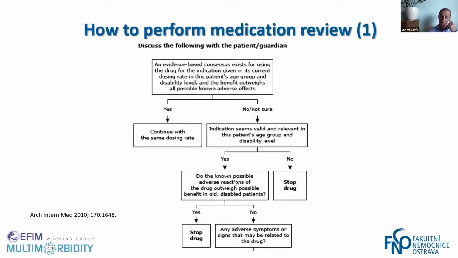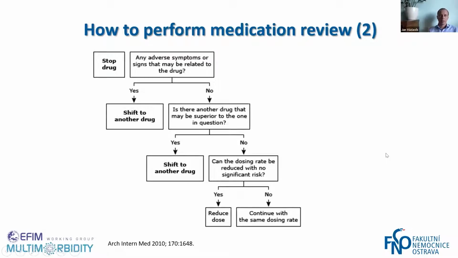ask about the possible adverse reactions of the drug and whether they outweigh possible benefits in such old disabled patients. Are there any adverse symptoms or signs which may be related to the drug? If there are, we can shift to another drug. Also, we can shift to another drug in case there is another drug which may be superior. If we do not have any alternative drugs, we can also consider reducing the dose of this particular drug.